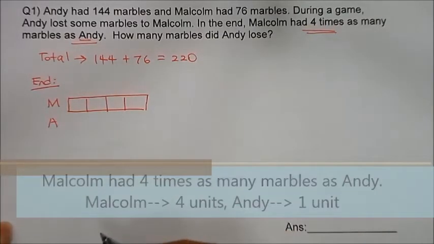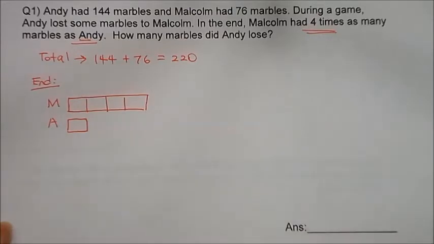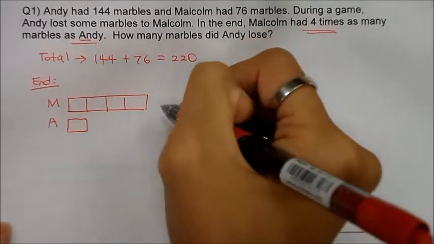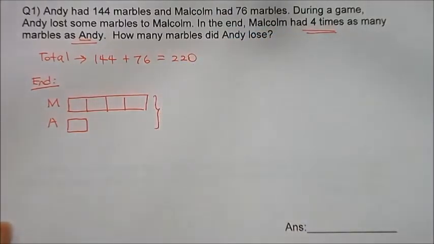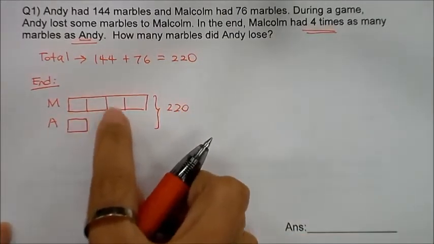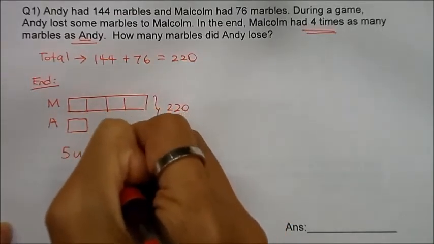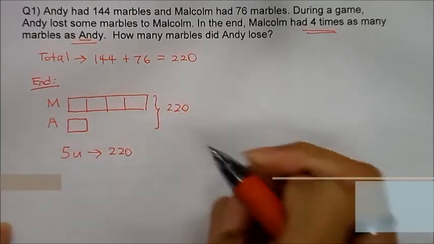And you are comparing with Andy. So Andy will take the place of 1 unit here. And we know the total did not change, so we can write this total to be 220. When we start counting here, we see that 1, 2, 3, 4, and 5 units. So total 5 units represented by 220 marbles.